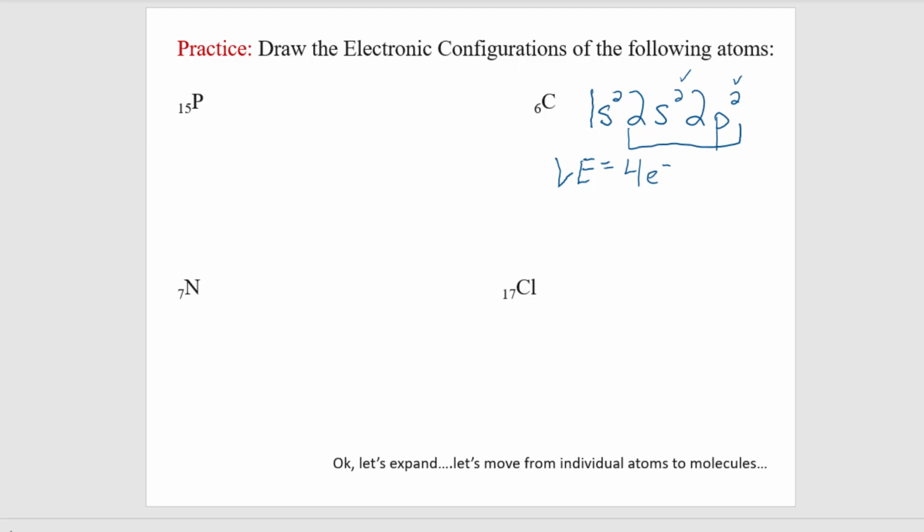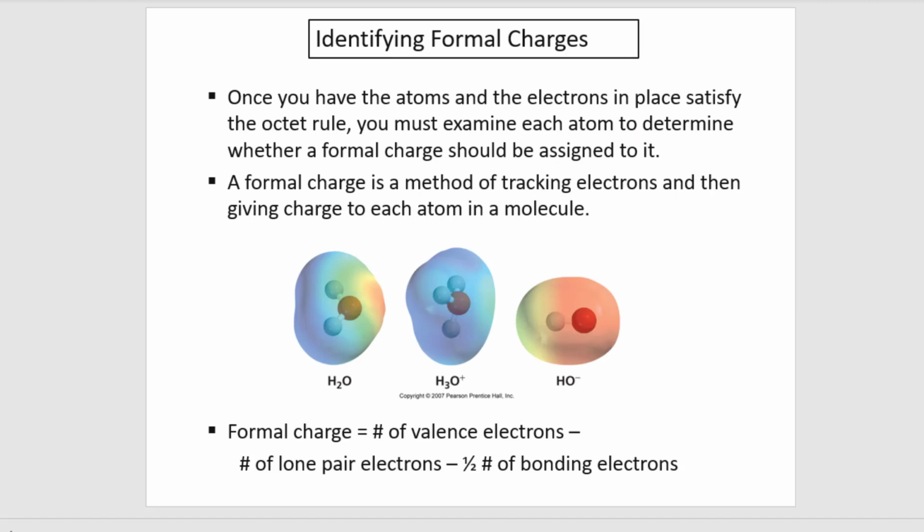Okay, let's expand. We're now going to move from individual atoms, the atomic theory of orbitals, to molecules. I also want to have us understand a little bit about formal charges. So once we have the atoms and electrons in place to satisfy the octet rule, we have to now look at each atom to determine whether a formal charge should be assigned. Now, I've already hinted at the fact that if you guys are getting really good at bond trends, this formal charge identification will become easier and easier and easier. You won't even have to do any math, although you could.